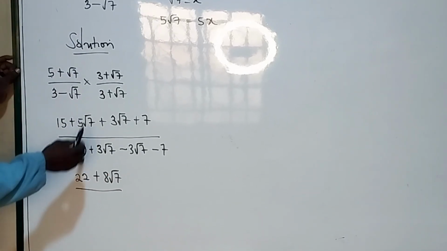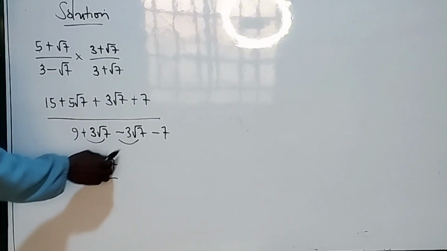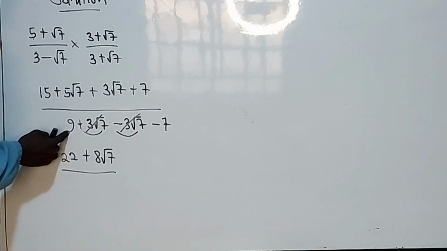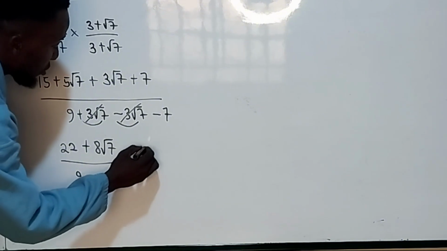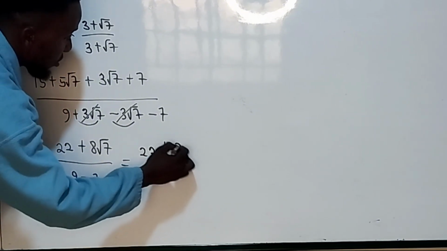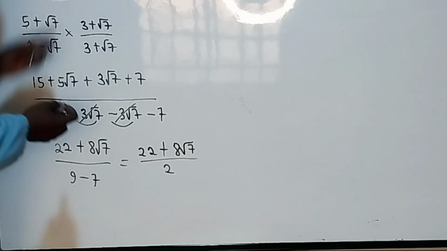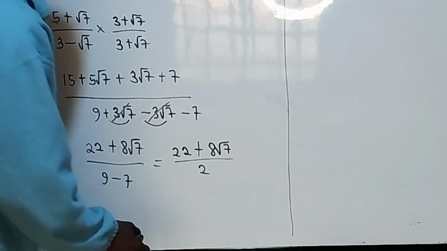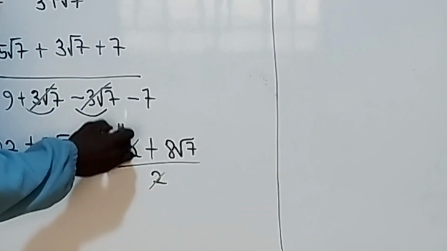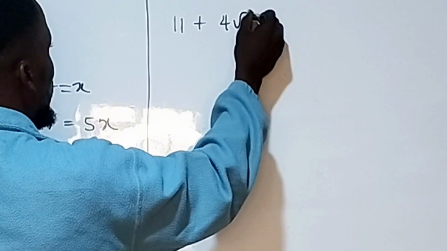Now look at the denominator. As usual, we have these two guys, they are the same. Plus 3 root 7 minus 3 root 7, they cancel out each other. So we have 9 minus 7. And that is going to be what? 9 minus 7, and this will give us (22 plus 8 root 7) over 2. 2 can go in everything. So 2 in this one is gone. 2 here is 11 and 2 here is 4. So our answer is expected to be 11 plus 4 root 7.